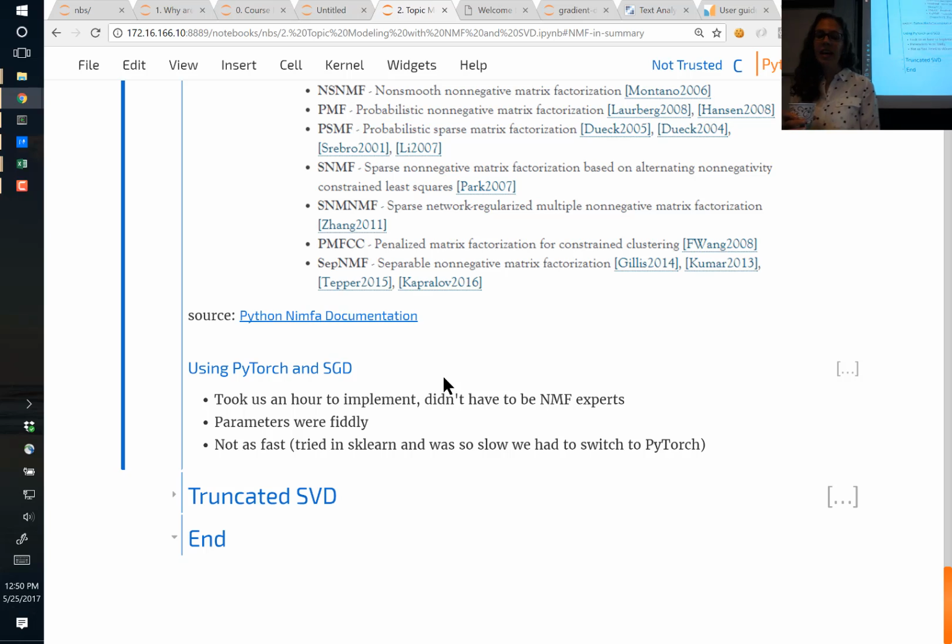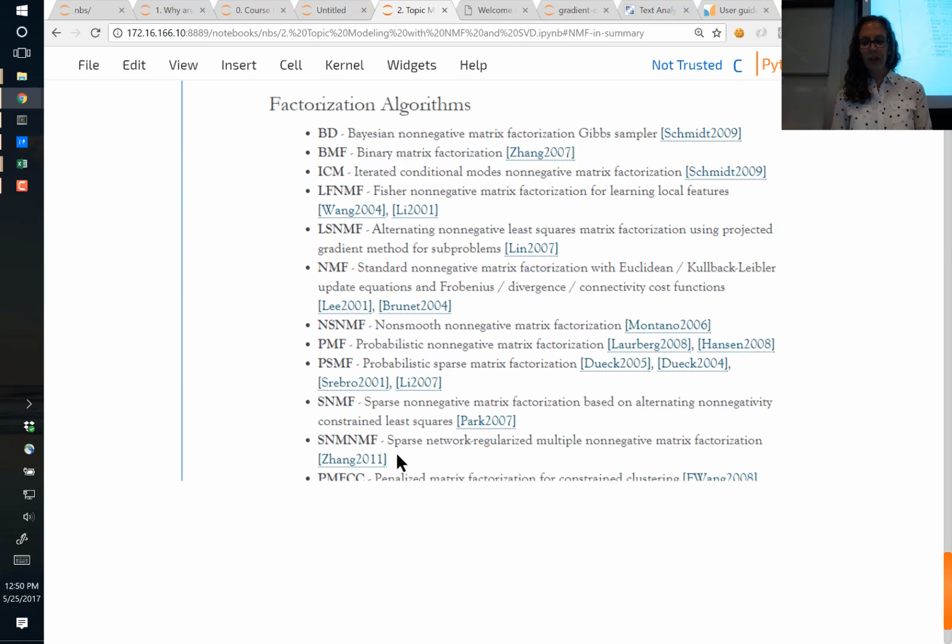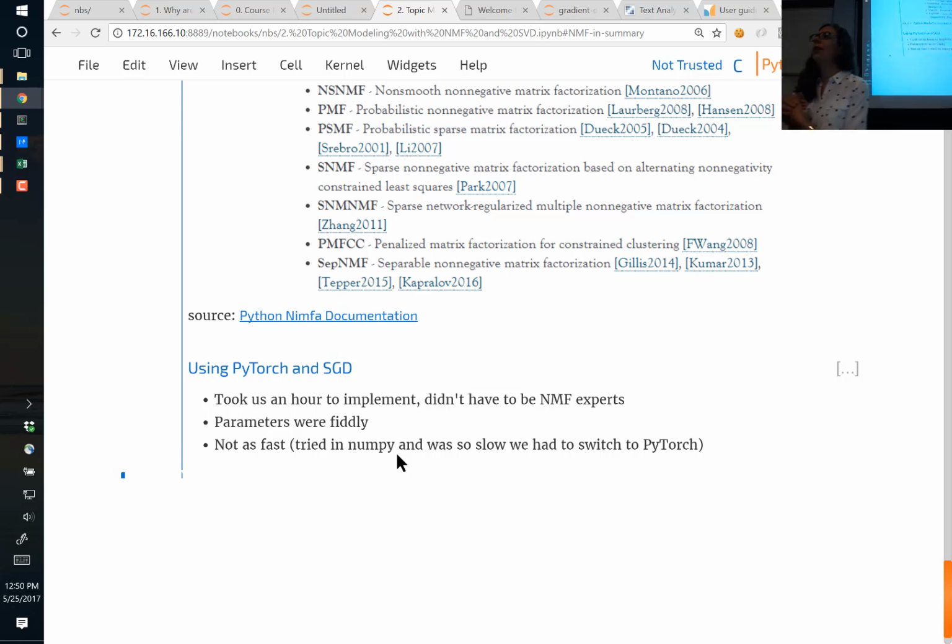Using PyTorch and SVD, it was nice that it was much quicker to implement. We didn't have to be particular experts on NMF. The parameters were fiddly, and it was also not as fast as Scikit-Learn's built-in one. But we did see that going from Numpy, this should say Numpy, was slow enough that we wanted to switch to PyTorch to get the improvement on the GPU.